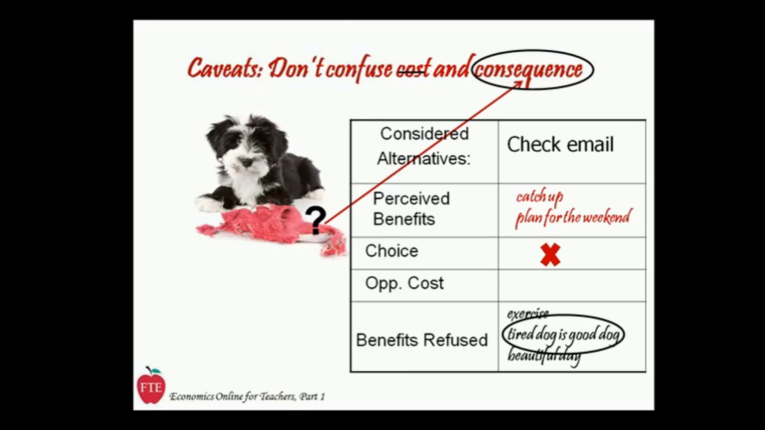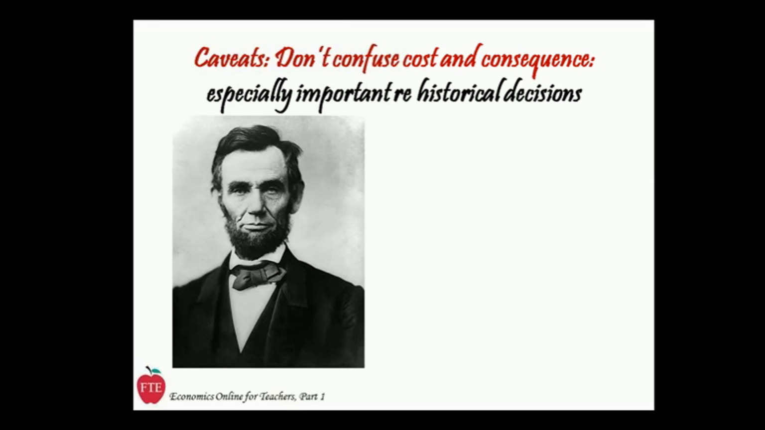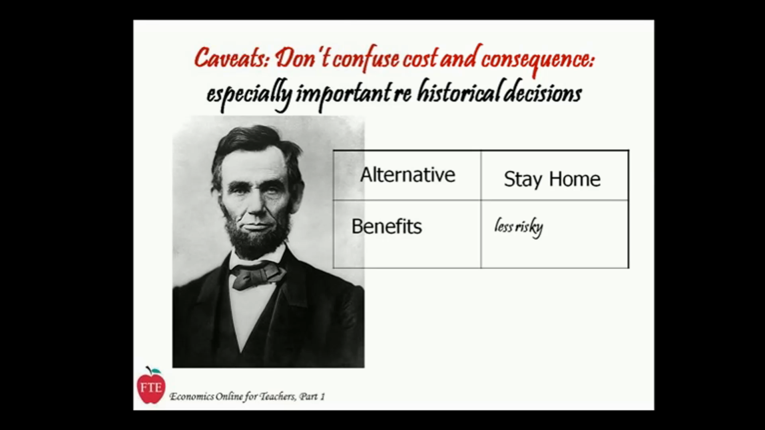I mean, that would be like saying, the opportunity cost of Abraham Lincoln choosing to go to Ford's Theater was his life. Okay, so if staying home was Lincoln's next best alternative, it's reasonable to assume that one of the benefits he considered was that there would be less risk than going out in public. But it's not reasonable to assume that his list of benefits said, not get shot. Lincoln's death was a consequence of his choice, not an opportunity cost.